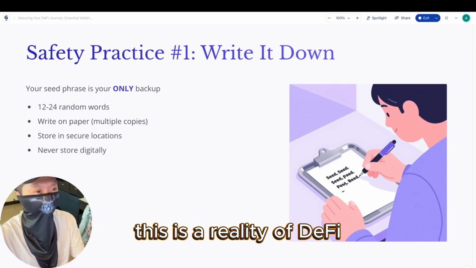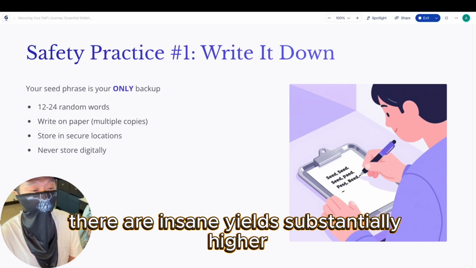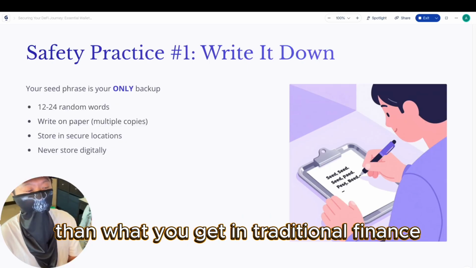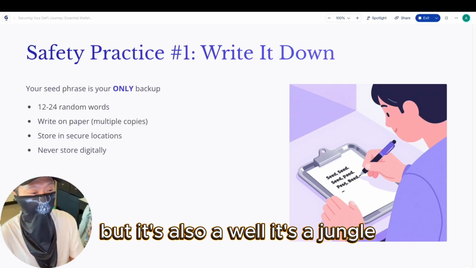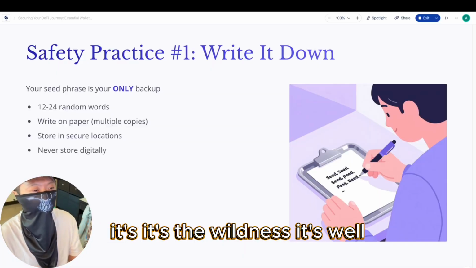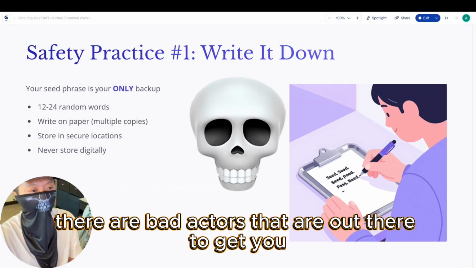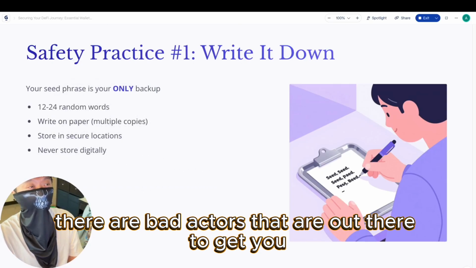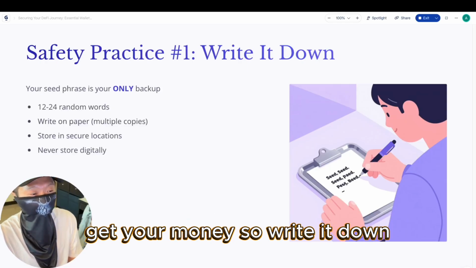This is the reality of DeFi. There are insane yields, substantially higher than what you get in traditional finance. But it's also a jungle. It's the wild. There are bad actors out there to get your money. So write it down.